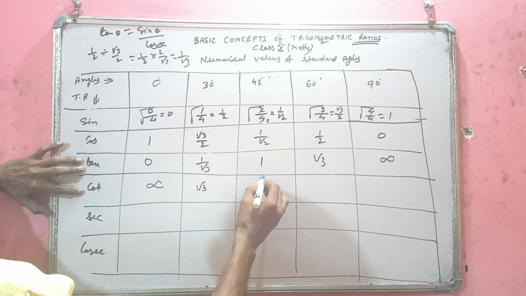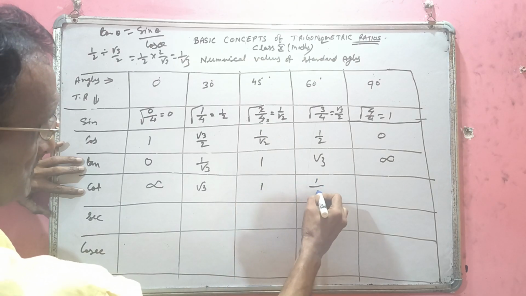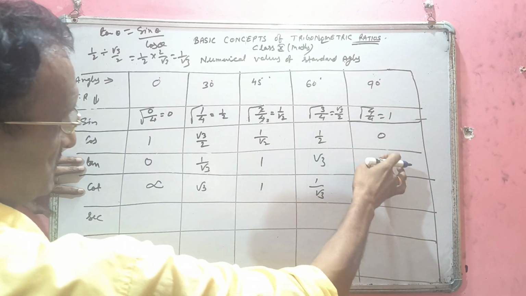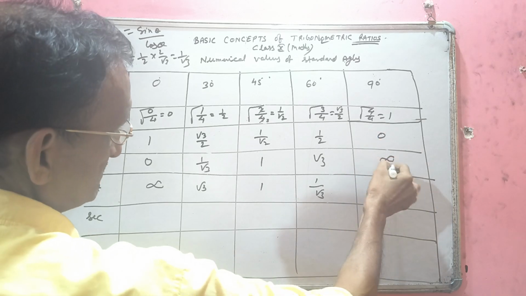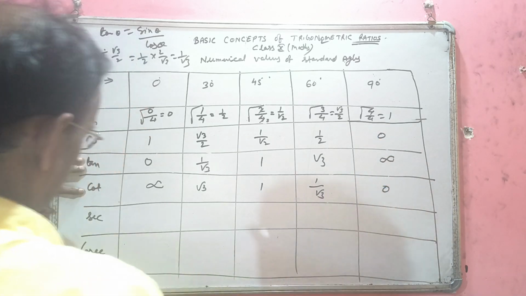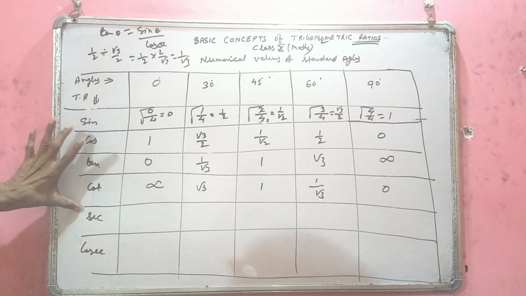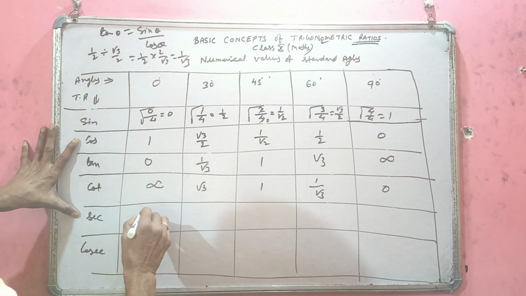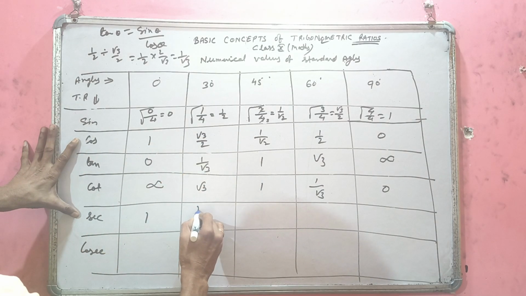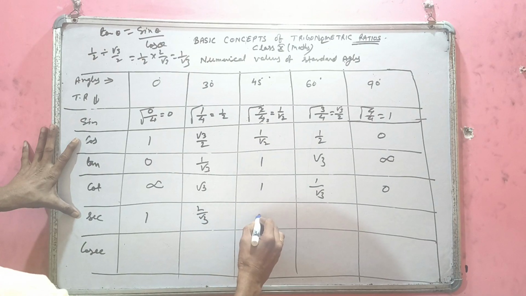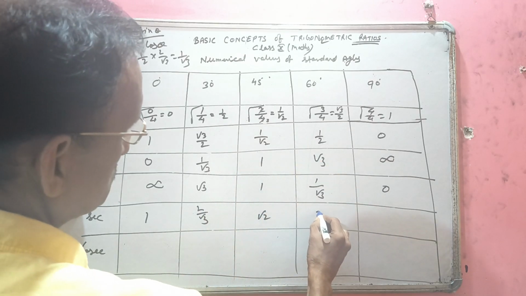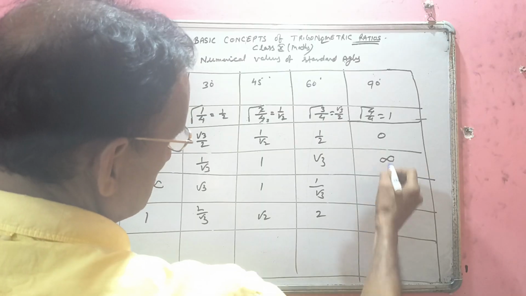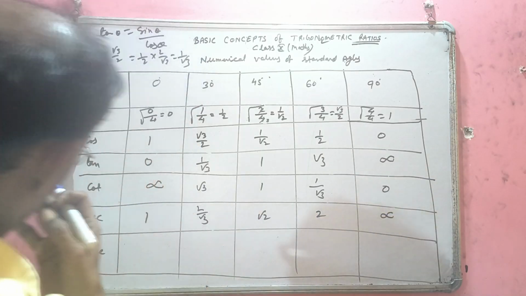Reciprocal, this is very easy. And 1 by 0 is undefined. Reciprocal of infinity is 0. Sec is reciprocal of cos. Reciprocal of 1 is 1. Reciprocal of this is 2 by root 3. This is root 2. This is 2. And this is 2. Reciprocal of 0, not defined.